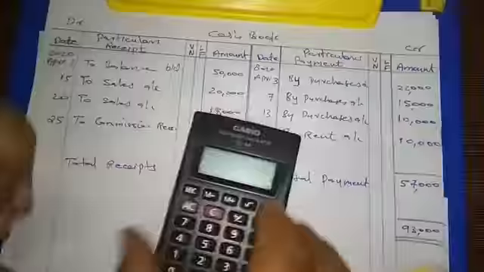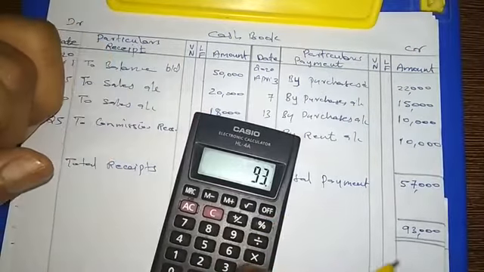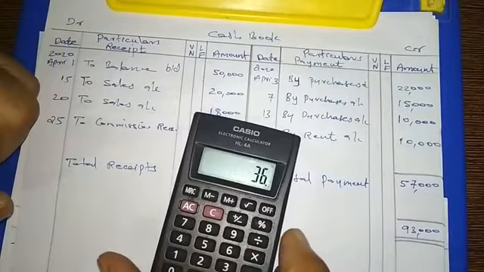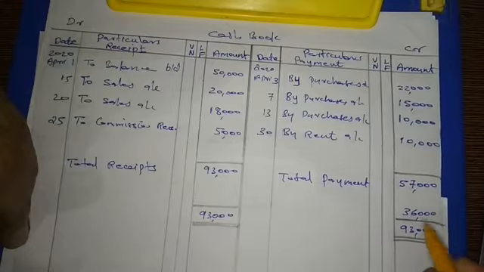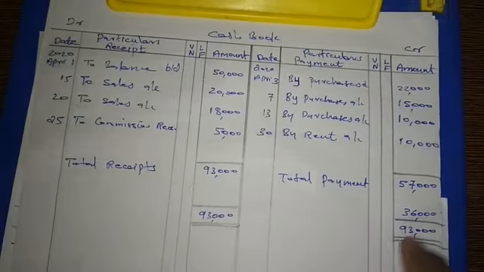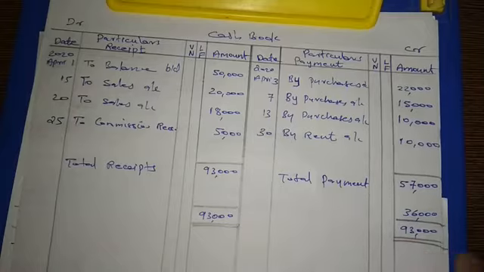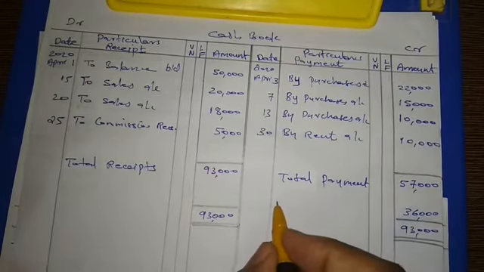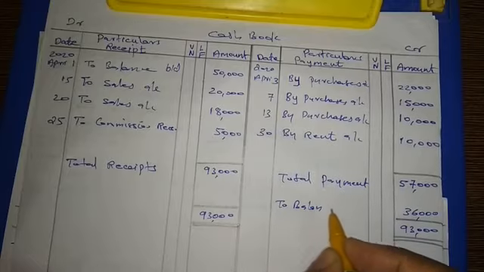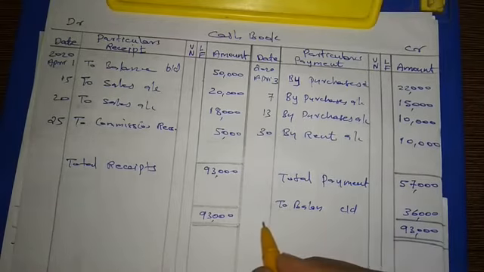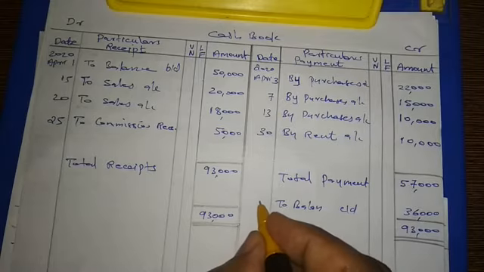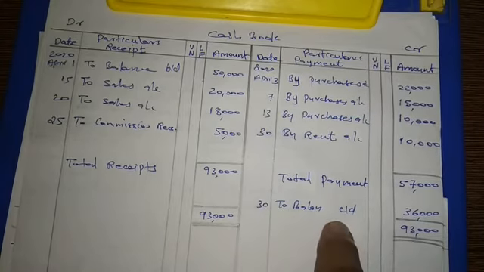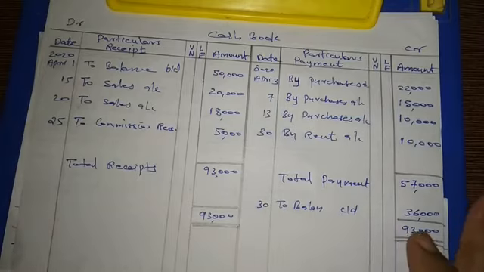So 93 minus 57, we are getting 36. Okay. So 36,000 is the difference. We have to write the difference there. Now this is correct. 57 plus 36 we are getting 93. Against this 36 the writing will be to balance carry down. Date will be, this is April. April how many days are there? January, February, March, April. April 30 days are there. So the date will be 30. Up to April it is over.